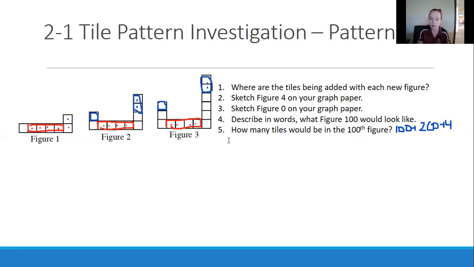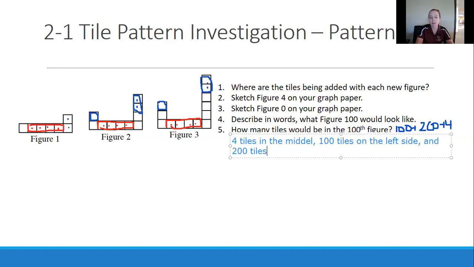So how are you going to describe that in words? Well, if I remember, this has to be a description. You can't just say, I got 304 tiles. No, describe what it would look like. So my description might be something like this. 4 tiles in the middle, okay? 100 tiles on the left side, and 200 tiles on the right side. Okay, that would be good enough.